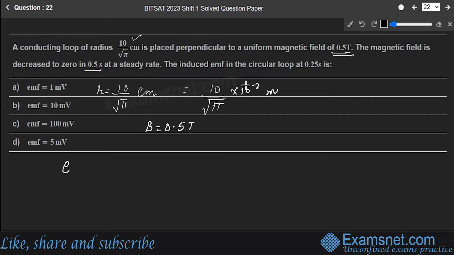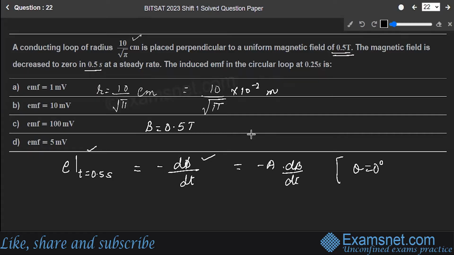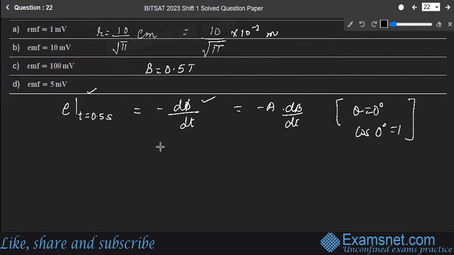So the induced EMF at 0.5 seconds is given by the change in magnetic flux. EMF and the magnetic flux are in the opposite direction, so a minus will be introduced over here. This is equal to minus A into dB upon dt. So here you have theta as 0 degrees, so cos 0 degree is equal to 1. Area is pi r square.